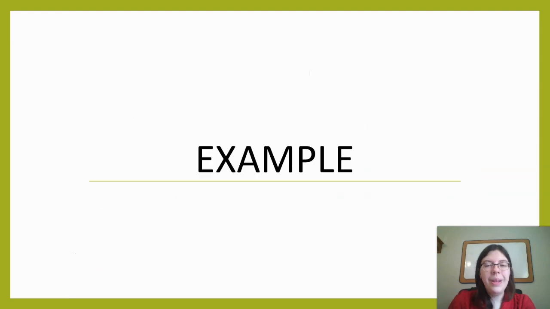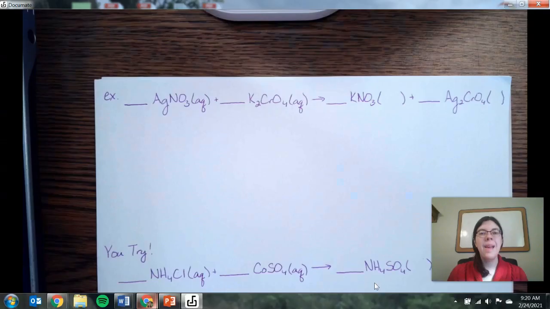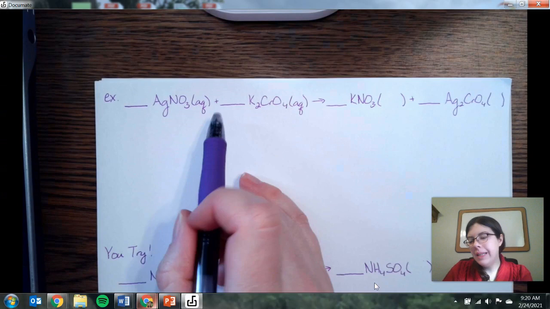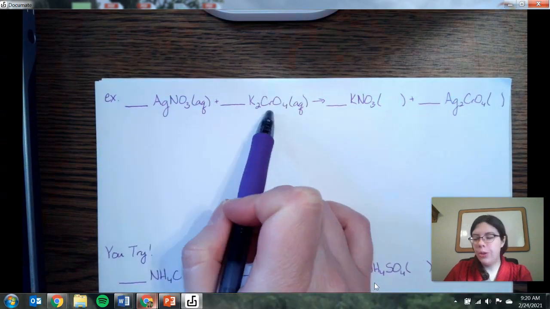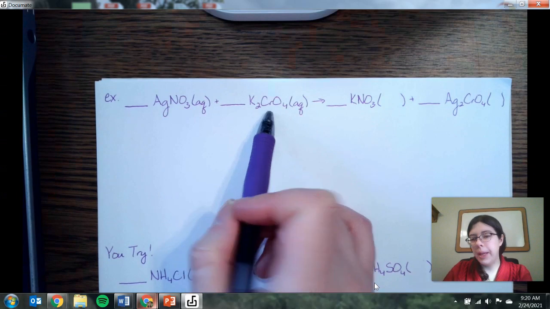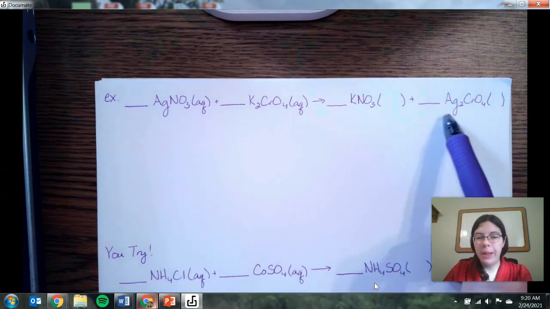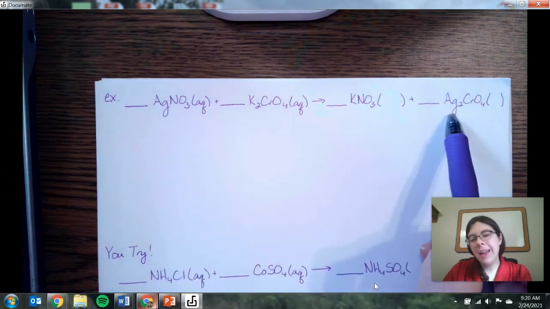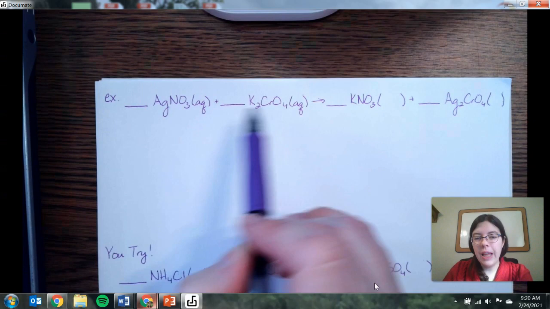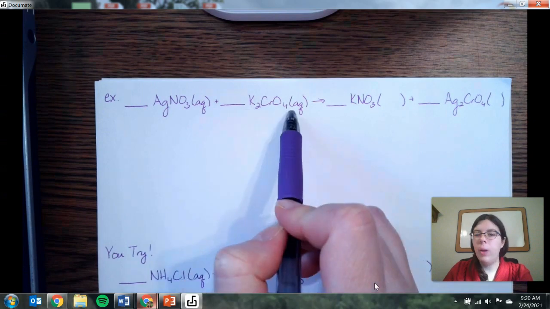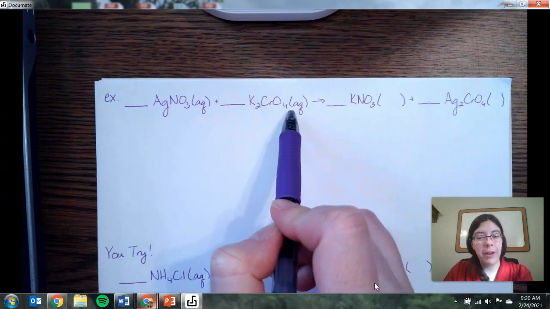So let's go ahead and try this out with an example. This first one, we have silver nitrate and potassium chromate, and they're reacting to give us potassium nitrate and silver chromate. We want to think about the phase labels, and then we need to balance this. We're told that both solutions are initially aqueous. We just need to figure out the products, and one of them is going to be a precipitate, and one of them will not be.